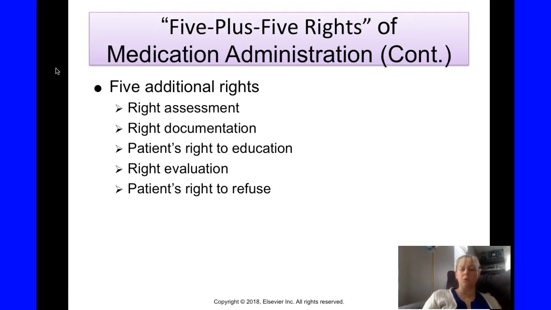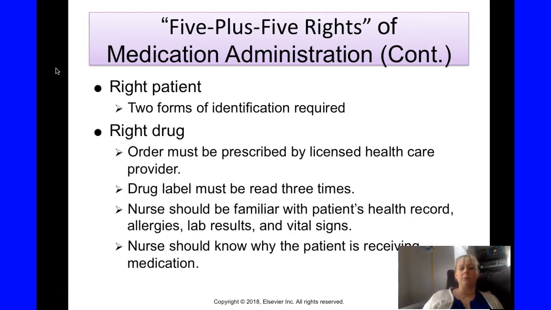There's 5 additional rights that have been added over the last couple years, I believe. You have to make sure you do the right assessment, you document it right, the patient's right to education, the right evaluation, are they tolerating it okay, are they having side effects, and the patient has a right to refuse. So 5 plus 5 rights of medication administration. Now we're going to go over each one in a little more detail.